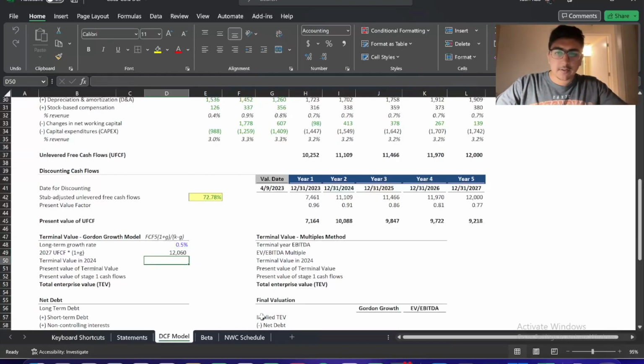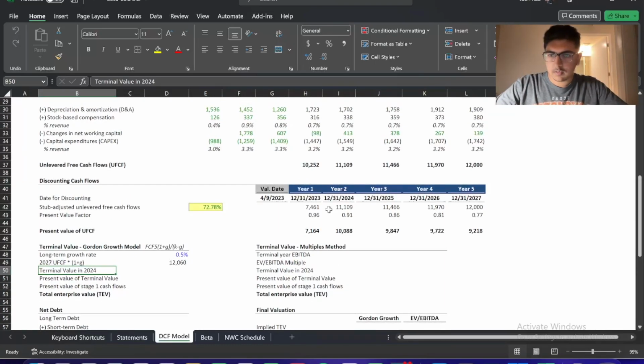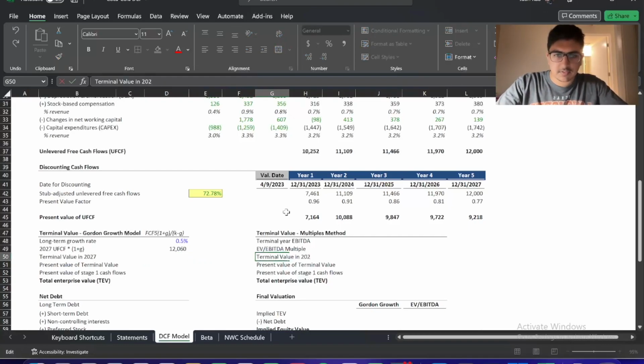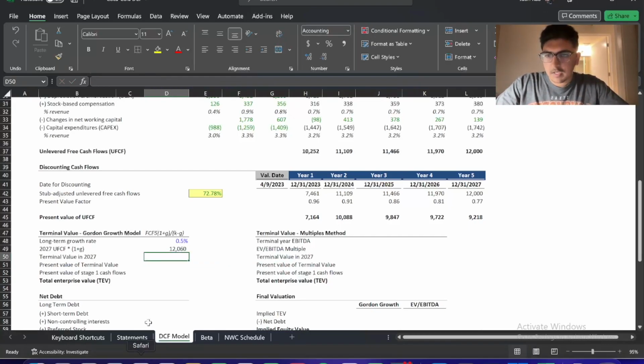So now we can calculate a terminal value in, this says 2024. So that is incorrect. This should actually say 2027. Same here, it should say 2027. The terminal value is the present value of the future cash flows in the last year of your projection. So this year specifically might change depending on when you're actually doing the model.